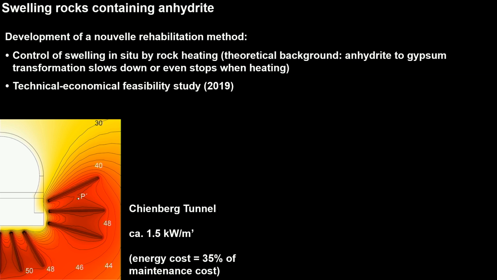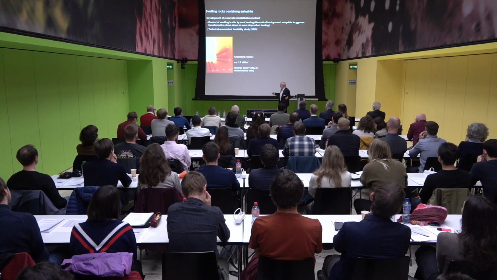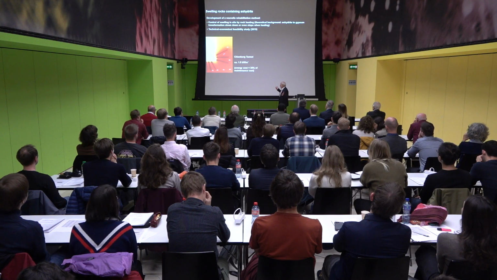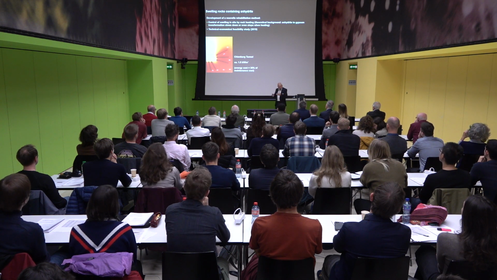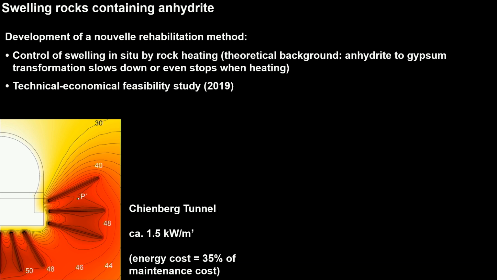We calculated the cost for this. Again, it is not huge: for the Kimberg tunnel we are speaking of a stretch of 80 to 100 meters. We calculated the required energy, and we obtain 1.5 kilowatt per meter for this stretch. If we compare it to the annual cost of repairing the Kimberg tunnel, it amounts to only 35%, so we are saving money.